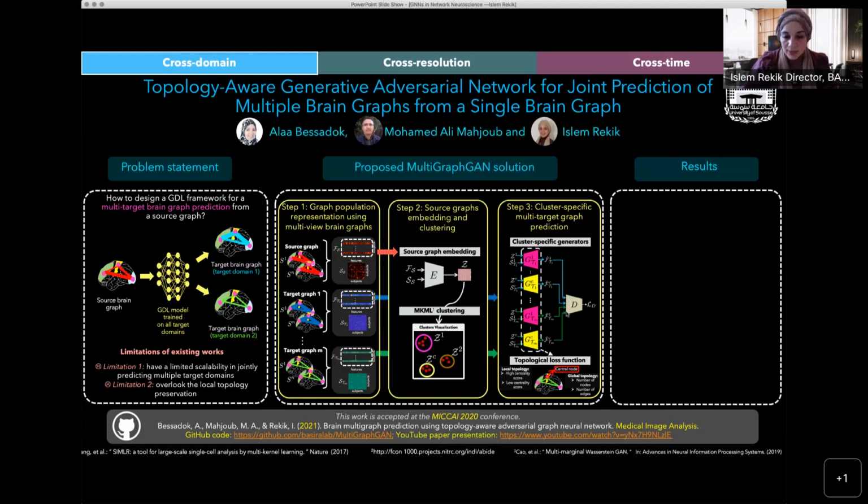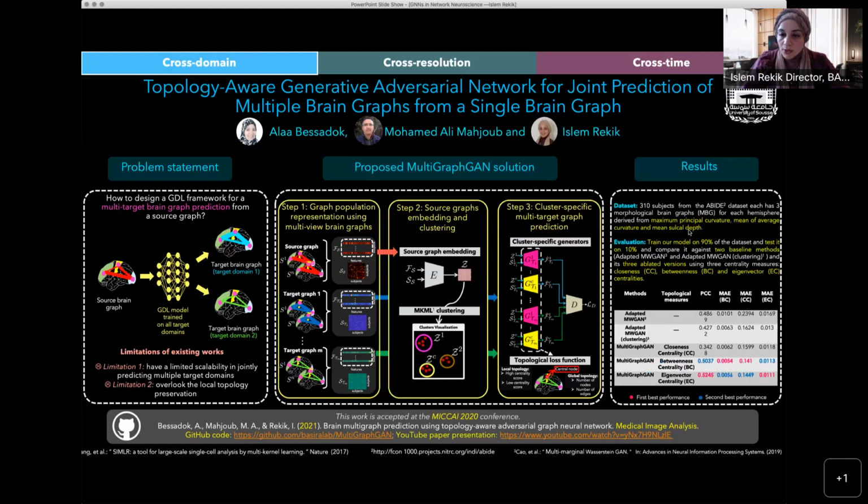And then when we want to do a prediction, we will use a testing graph that will be fed into the encoding network and decoded through all these clusters, for example, cluster 1 to C for domain 1. Then we simply average the predictions to get the final predicted network in domain 1. So this is how it actually works. And we added some topological loss here. This topological loss allows us to preserve the topology of the predicted graphs in the target domain compared to the ground truth one. So we enforce that during training.